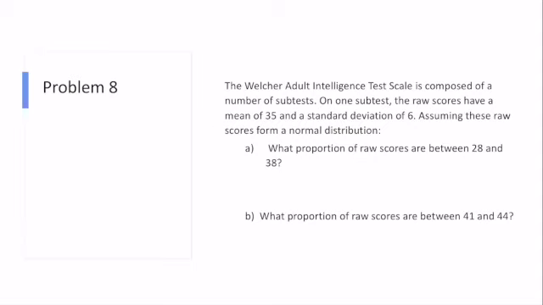For problem 8, the Welcher Adult Intelligence Test is composed of a number of subtests. On one subtest, the raw scores have a mean of 35 and a standard deviation of 6. Assuming these raw scores form a normal distribution, I want to know what proportion of raw scores are between a 28 and a 38. Okay, so again, here I have my normal distribution with a mean of 35, and I want to know what the area between the scores of 38 and 28 is.